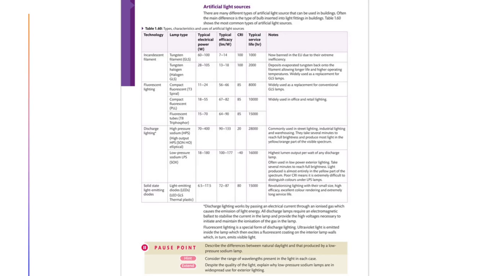So every year in the exam series, whether it's January or June, there will be illumination questions, and perhaps they will say, what would you consider offering to the client for a swimming pool? You need to take a look at this: incandescent filament, fluorescent lighting, discharge lighting, solid state light emitting LEDs. They will expect you to know what they are and what would be best used.